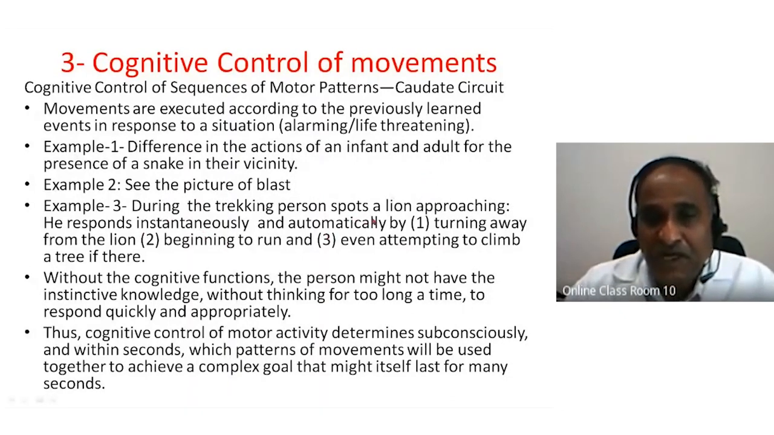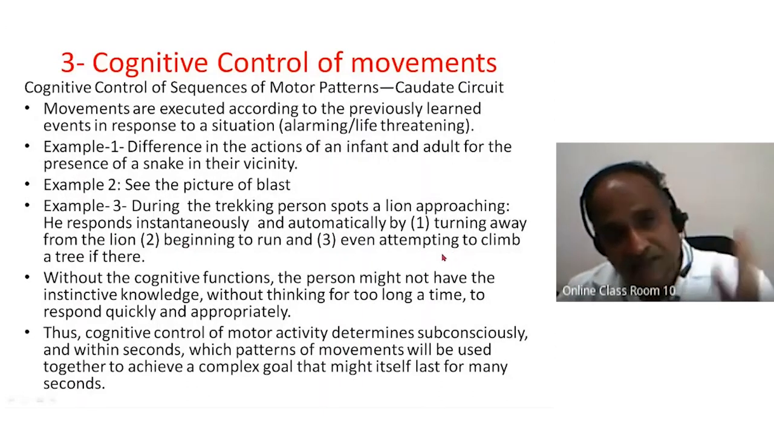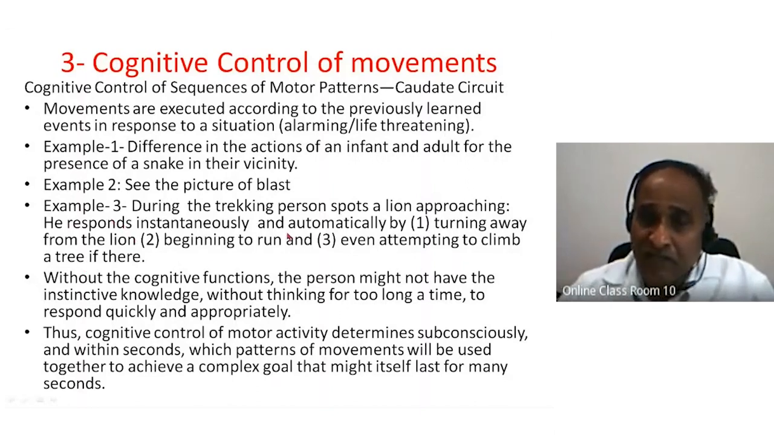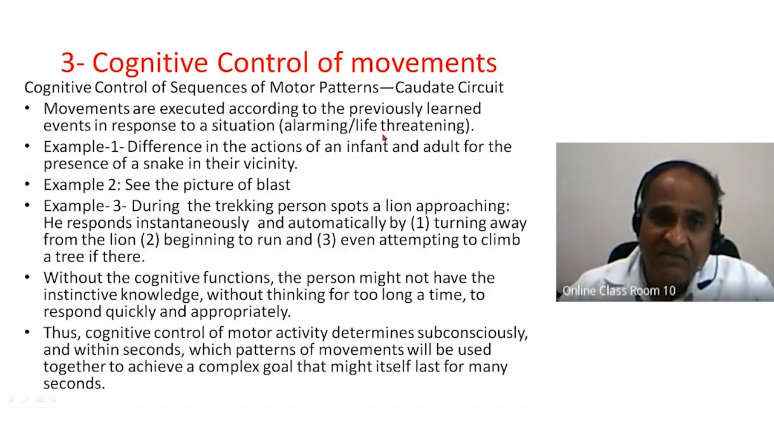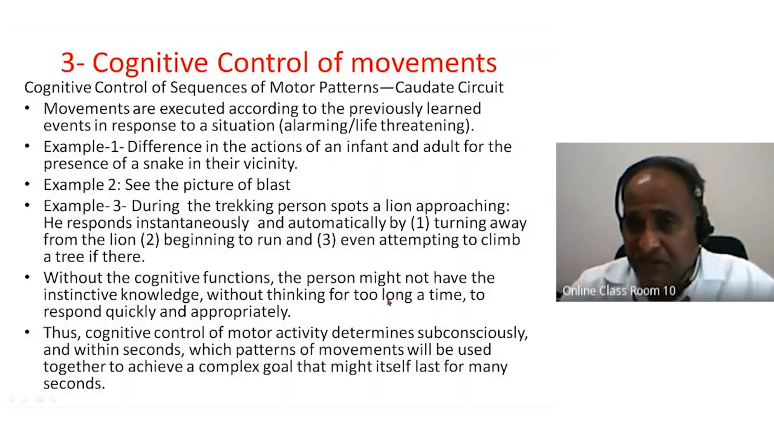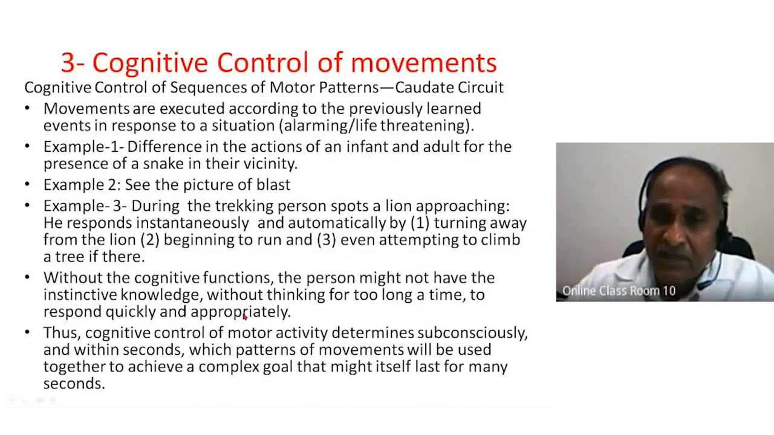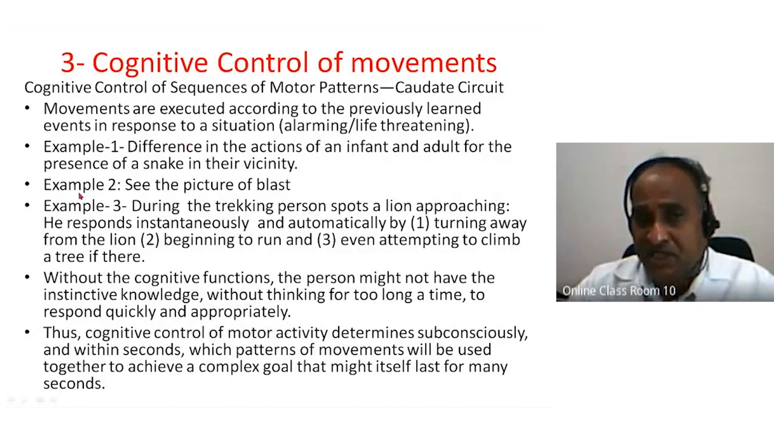Instantly you run away, automatically protect yourself, turning away from the wild animal and beginning to run. Or if there are some trees, you try to climb the trees or try to do something to protect ourselves. These are cognitive, because there's an impending threat to life for that individual. Without the cognitive functions, the person might not have the instinctive knowledge of what will happen. And this instinctive knowledge should happen quickly without thinking much, because thinking requires a long loop neural network. So it should be instant, it should be quick, and it should be appropriate. So all these things are happening in these three examples.